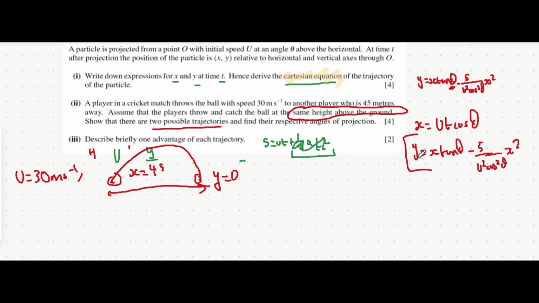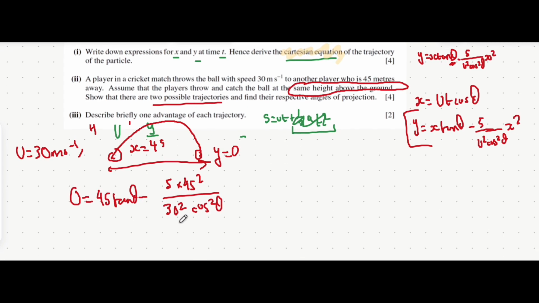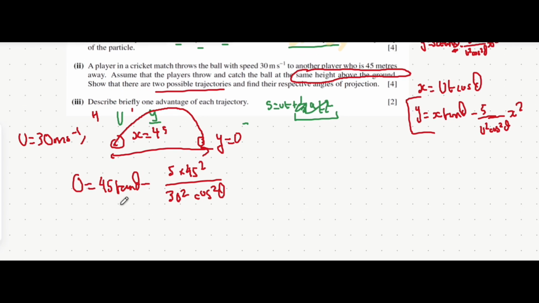So when you put it into the y equation, we replace y with 0, which is equal to x tan theta, so 45 tan theta. And then take away 5 times x squared, where the value of x is 45 squared, all over u squared. So u squared is 30 squared, and then cos squared theta. So straight off the bat, it looks like we are going to end up with a trig equation that we can solve. So let's simplify.